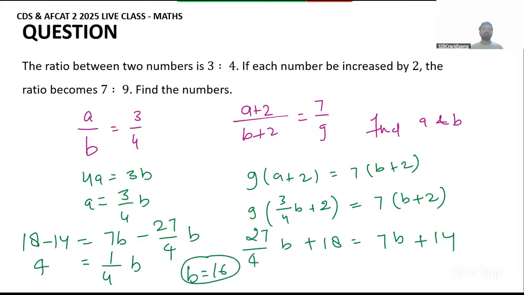If B is equal to 16, then how much will be A? Put B over here. 3 upon 4 into 16. It is 4 times. So 4 3s are 12. So A is 12 and B is 16. Whoever answered this, Anna has answered this. Very good, Anna.